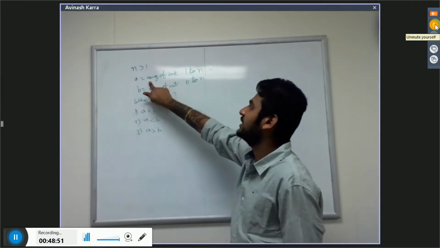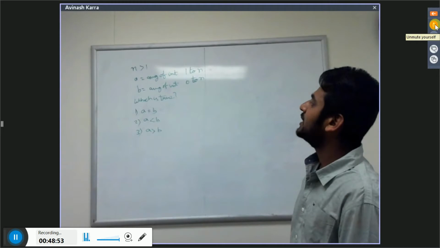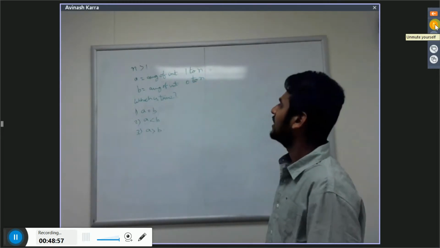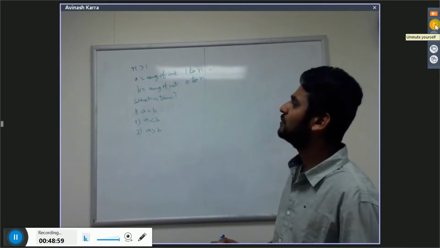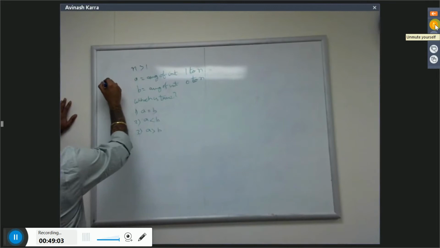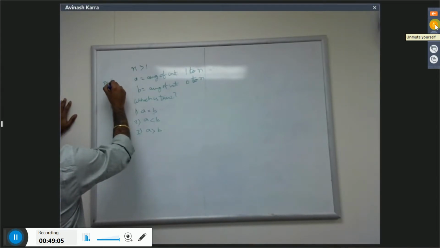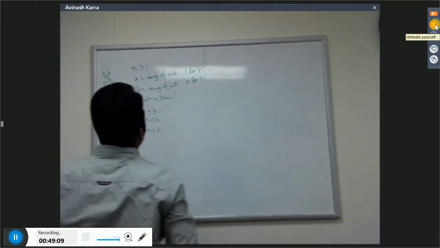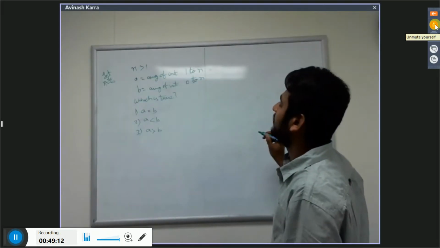And next, what is given? A is nothing but the average of integers from 1 to n. Let us consider n is equal to some 6. Let n equal to 6.